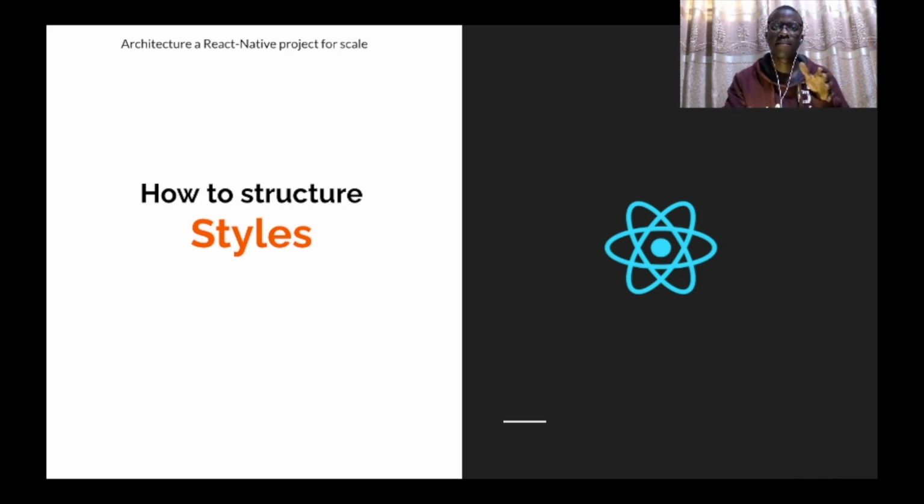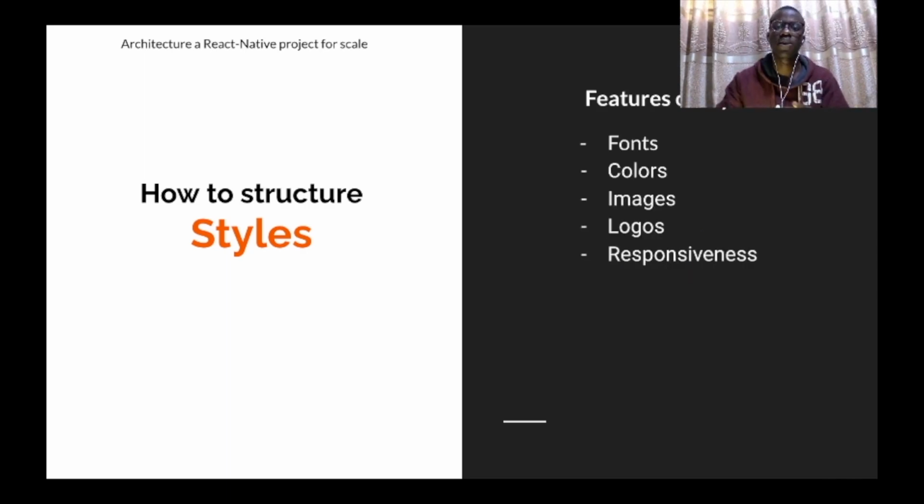But style objects have different keys involved, right? There are fonts, colors, images, logos, and responsiveness. These are properties that really are necessary to work with style. So how do I structure each of them? For these important features, I make sure they are not static on each style object on each component. You get what I mean?